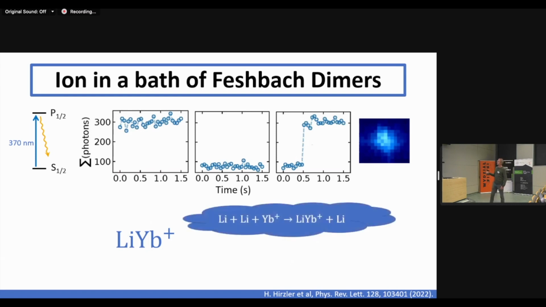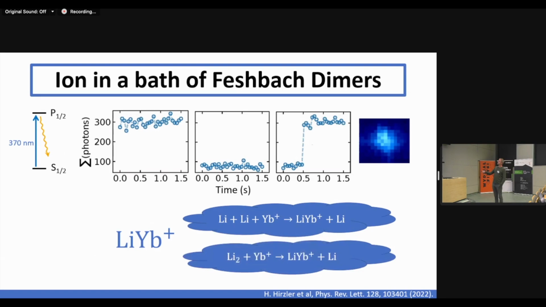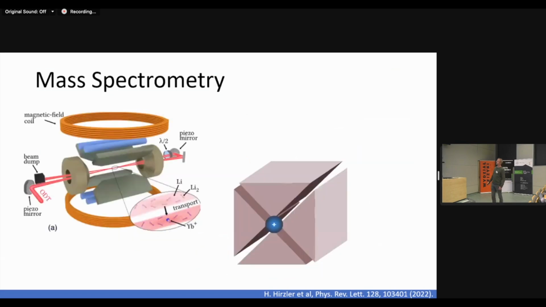There are 2 ways in which we could get molecular ions. We could have 3 body interactions in the same way as we get the lithium dimers. So you could have 2 lithium atoms colliding with an ytterbium, then you get a molecular ion and a free atom that flies away. Or it could be that those dimers collide with the ytterbium ion, and then we also get a molecular ion plus a free atom.